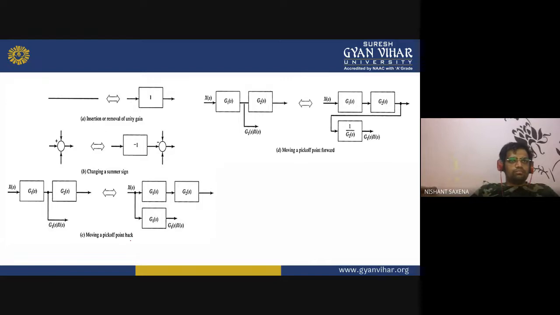Similarly, moving the pick-off point backward, I've told you that if I want to move this takeoff point towards this side, I have to multiply by the same block which I am crossing. So I have crossed this G1 block, so I have multiplied it over here. Now when we are moving this takeoff point after the block, we have told you that we have to divide by the same block which we are crossing. So we have divided with the same block.